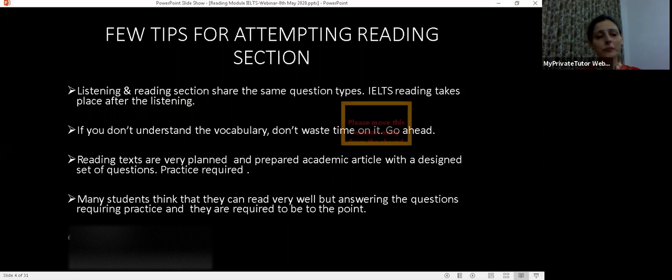If you don't understand the vocabulary, I would say don't waste your time on that. If you're reading a passage, just read it out. If you can't understand any word that is difficult for you, don't waste your time on that. Go ahead, and afterward you will be able to understand what it means. We don't have a dictionary to consult for the exact meaning, but you will get an idea of what sort of meaning the word has.